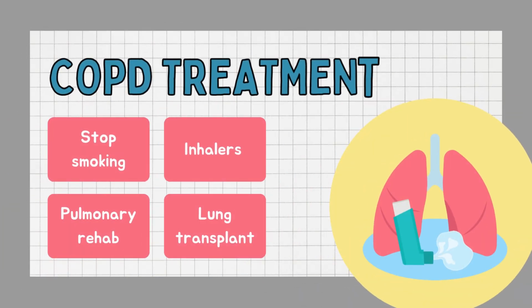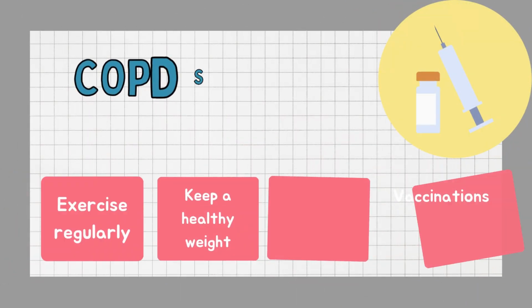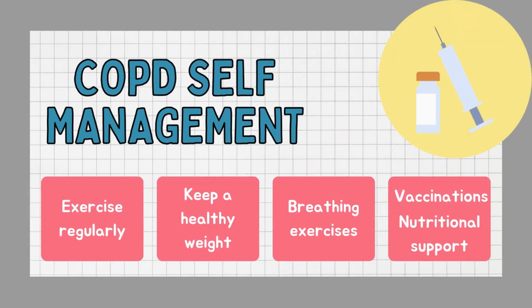Treatment of COPD includes, if the patient is smoking, he or she should stop smoking. Inhalers such as bronchodilators, that is long-acting or short-acting bronchodilators, and pulmonary rehab. If the condition worsens, the patient should go for a lung transplant. Management of COPD includes exercising regularly, keeping a healthy weight, breathing exercises, vaccination, and nutritional support.